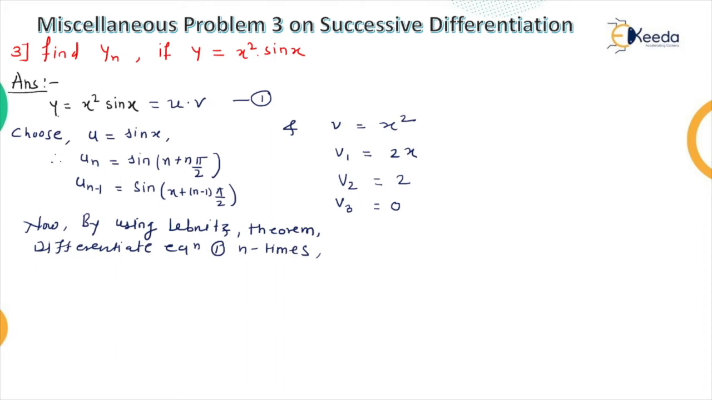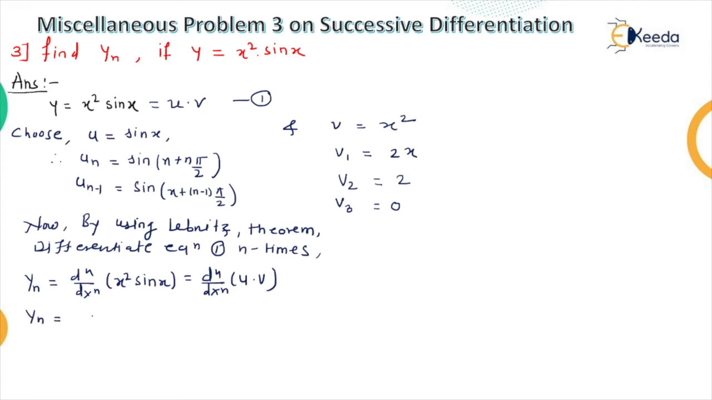So we get the nth time derivative of y as yn, and yn is equal to d n upon dx raised to n of x square into sin x, and this can be written as d n upon dx raised to n of u into v. So how to write the nth derivative of uv? Let's see by using Leibniz rule, guys.